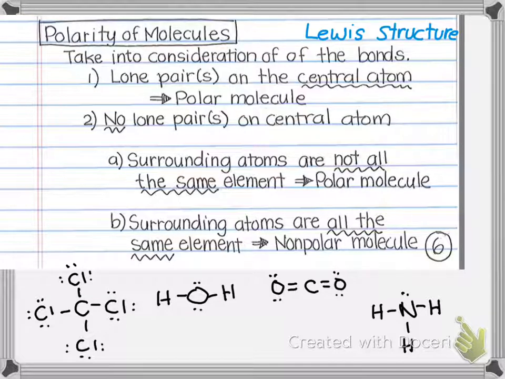So what we have to look at is the Lewis structure. And the first thing we're looking at is number 1. We want to look at our central atom and see if there are any lone pairs. So if I look at examples 1, 2, 3, and 4, I want you to look at those Lewis structures and just sit there, just think about it. Which ones have lone pairs on the central atom? Not just everywhere, but on the central atom.